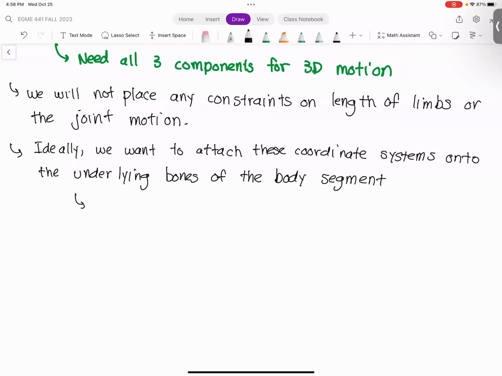There's one problem with this though. That sounds great in theory, because you should track the motion based on whatever's most rigid, whatever's going to be most consistent. The problem is, your bones are inside your body, with a few exceptions where your bone comes close to your skin. It's going to be impossible to actually place markers directly onto the bones.